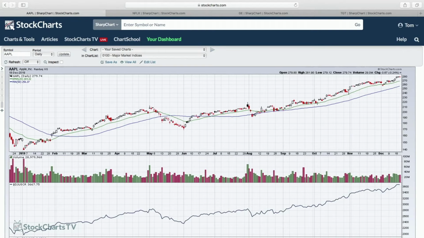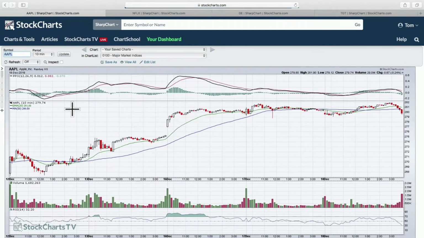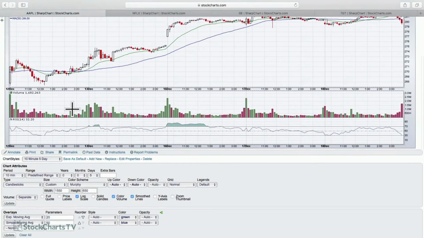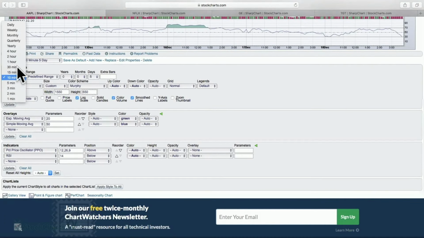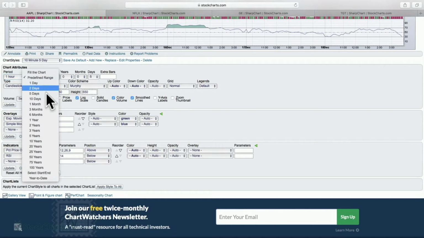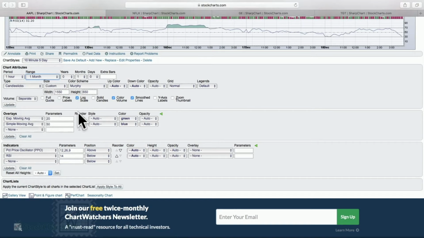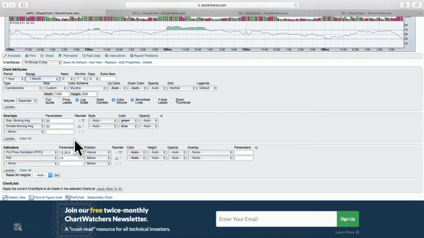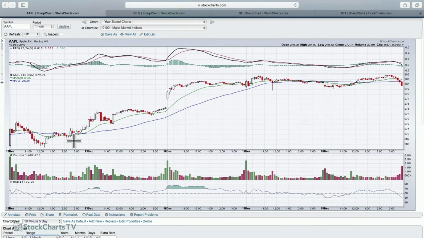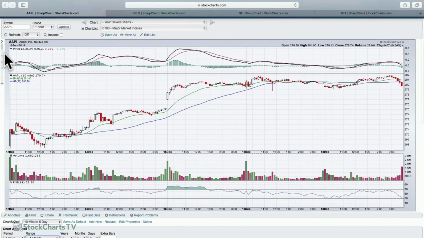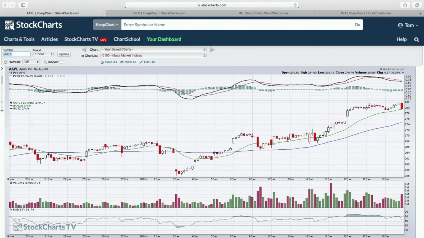So can you imagine if I had Apple and I was at a 10-minute chart and then I wanted to look at the hourly chart? Okay, now I got to go down here. I've got to change my period to hour. Let's see, I had it on a month, so now I got to change it to a month. And I don't remember all of the different settings, whether I had these settings different or not, but every time I wanted to change the time frame, I would have to go down to the bottom and do that. I don't have to do that anymore. Now, if I want hourly, I just simply click a button.